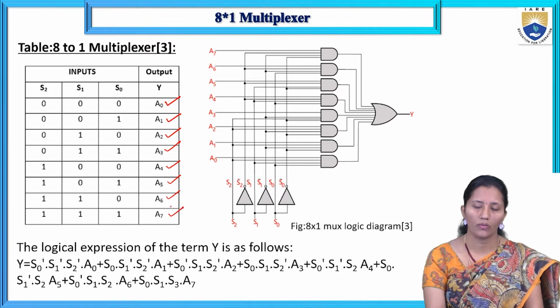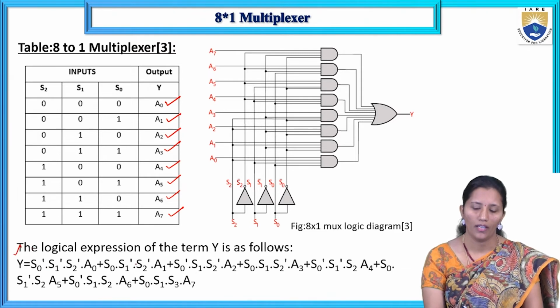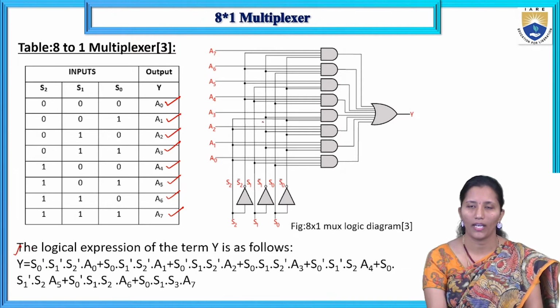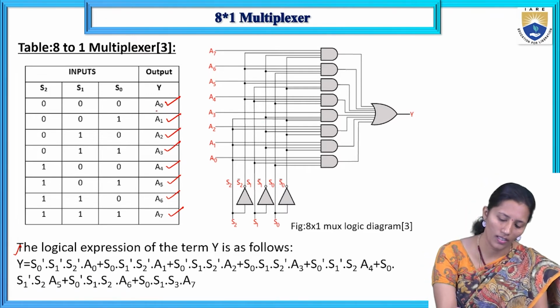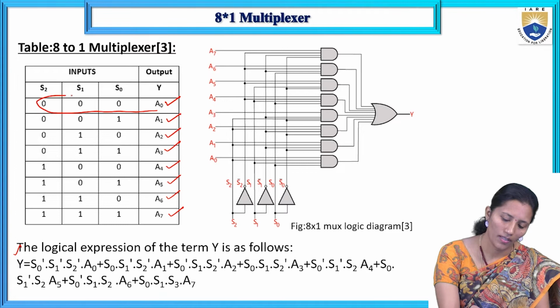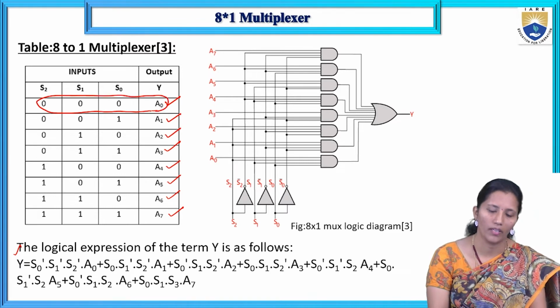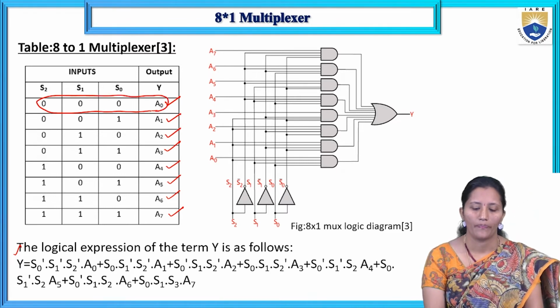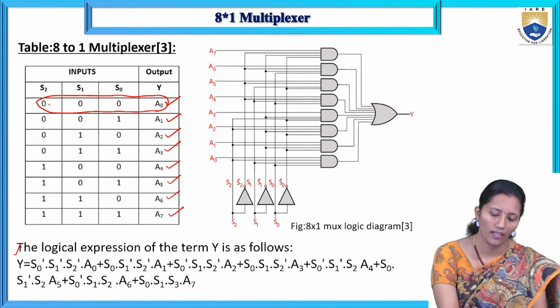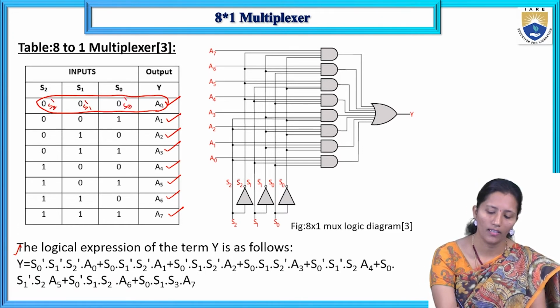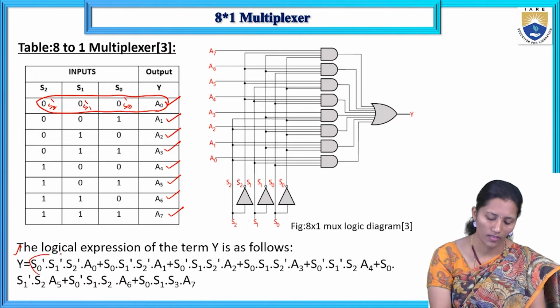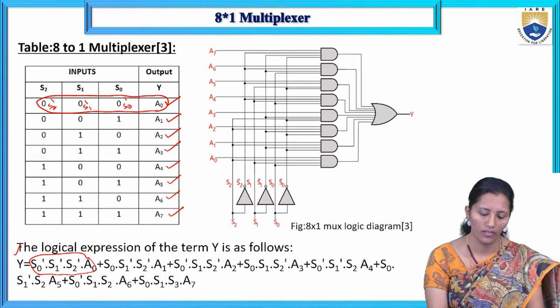From the truth table, we have to write the logical expression of the output, and by using this, we have to draw the logic diagram. So if we observe the expression of the output of the 8x1 multiplexer, the first product term is S2 bar, S1 bar, S0 bar into A0.